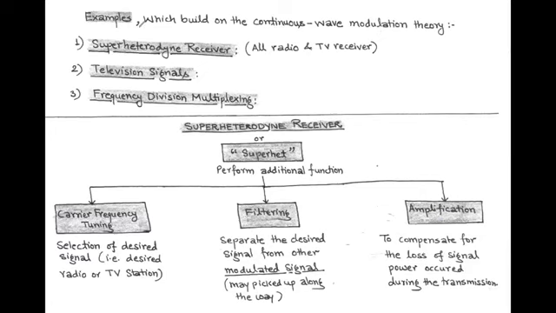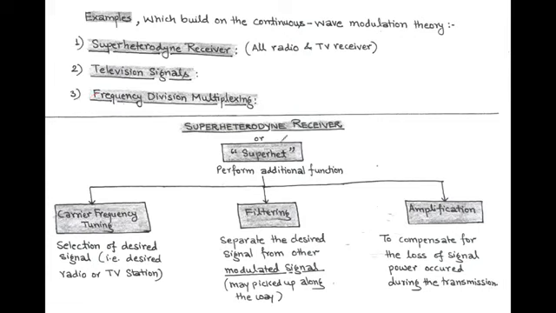Hello friends, now we are going to discuss examples of continuous wave modulation theory, that is amplitude modulation. First we discuss the superheterodyne receiver, that is used in all radio and TV receivers. Then we discuss TV signals, and at last we discuss frequency division multiplexing.